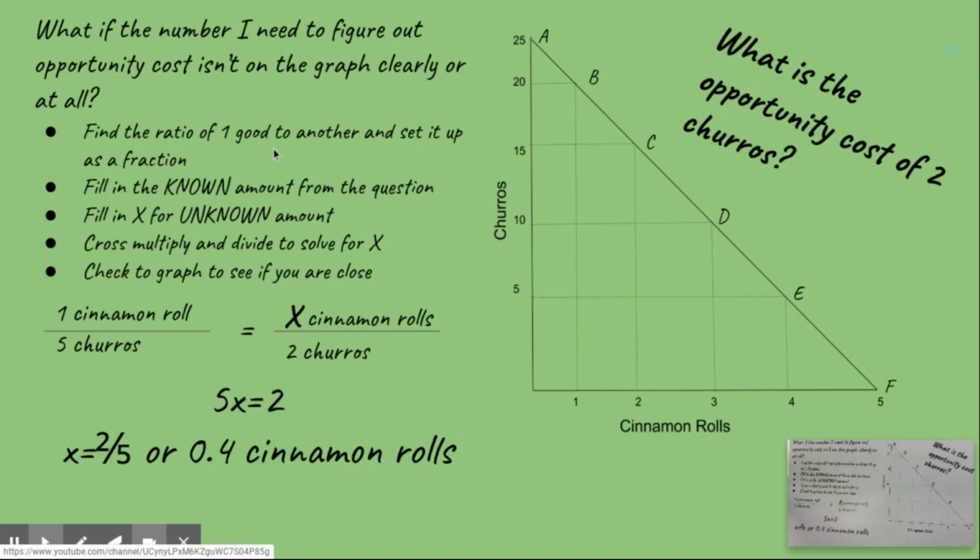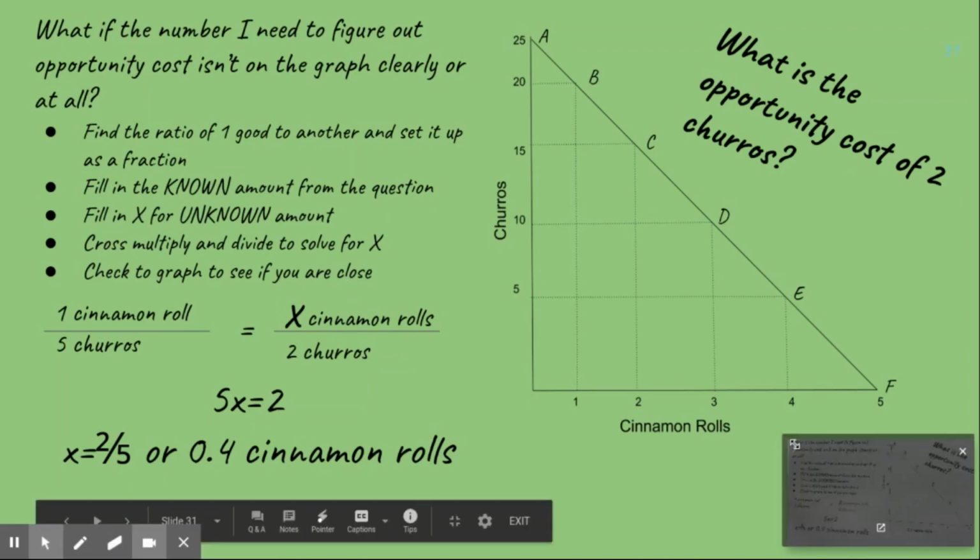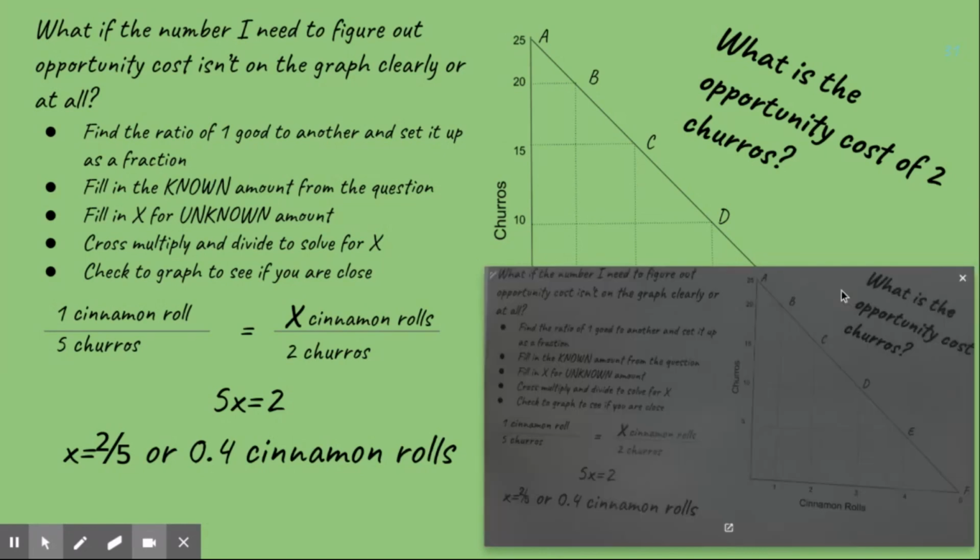We find the ratio of one good to another and set it up as a fraction. And that's what I've done here. 1 cinnamon roll always equals 5 churros on here. Then we fill in the known amount from the question. The question said, what is 2 churros? On this side, we put 2 churros. And because we are trying to find out how many cinnamon rolls we have to give up or gain for that many churros, we fill in X for an unknown amount. This is basic algebra. Then we cross multiply and divide to solve for X and check the graph to see if we're close. So let's actually do this. I know that's a lot of talking and you're probably scared. So I'm going to open up my document camera here. I'm going to be working with a blue pen because I feel like blue today.